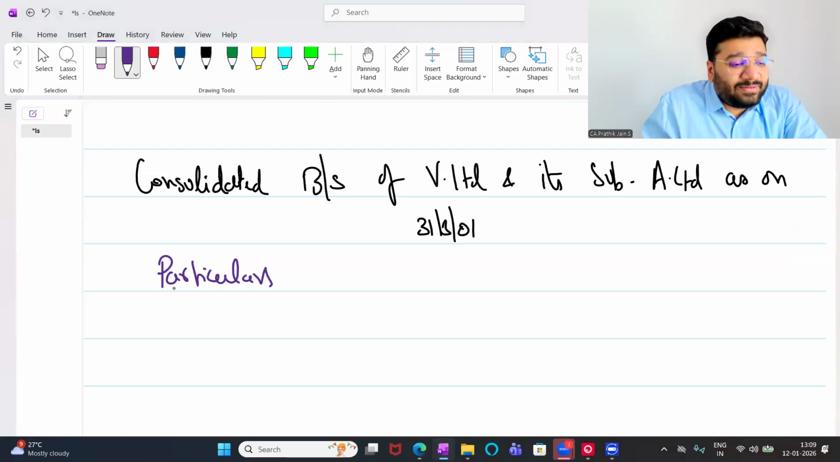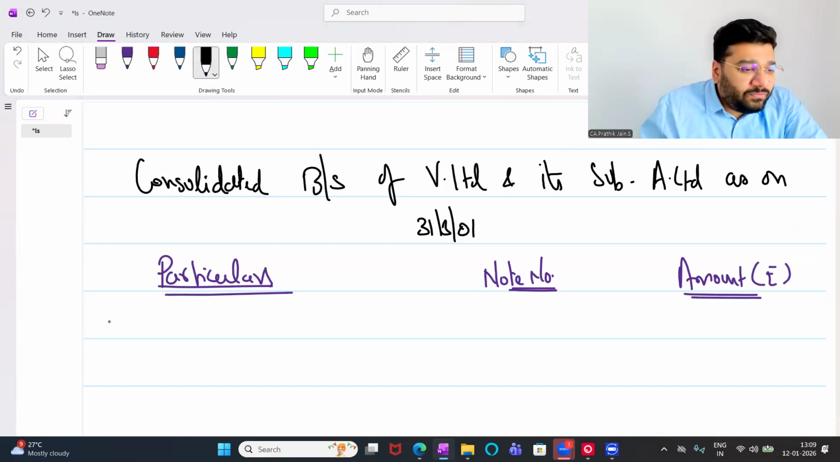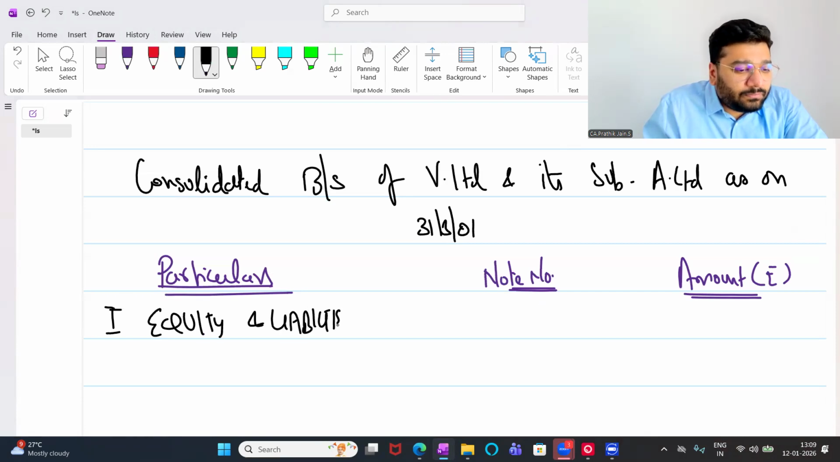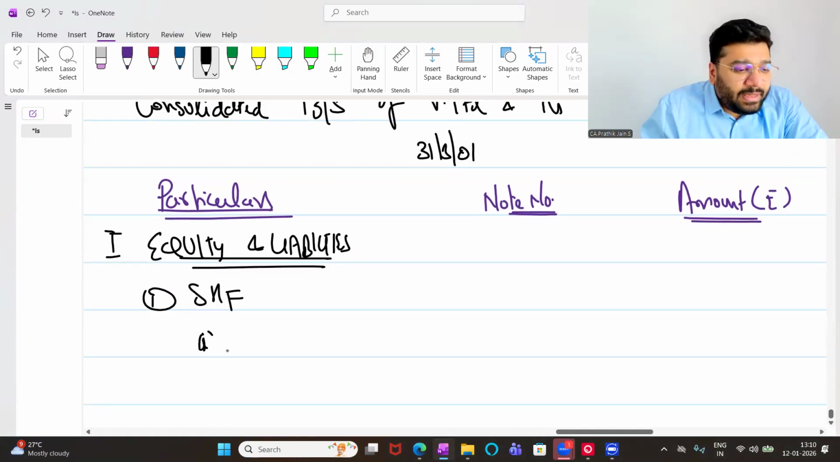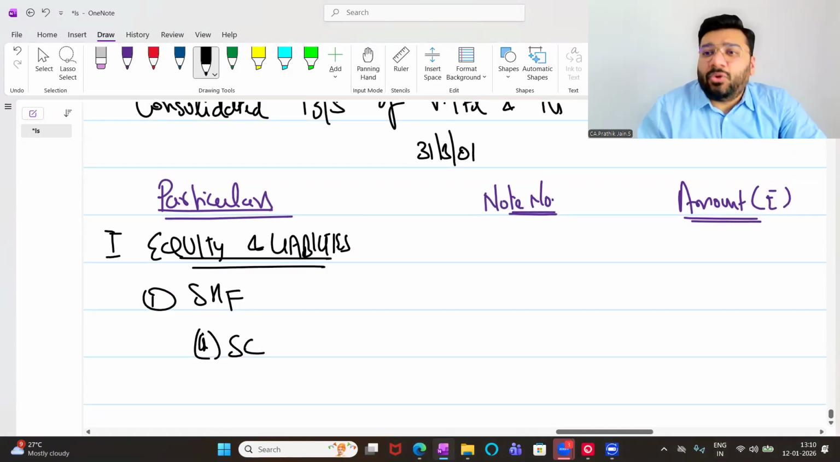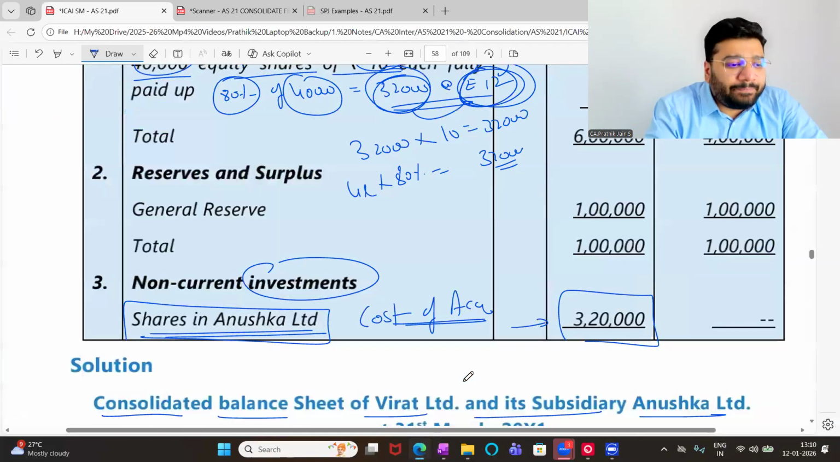Particulars, note number, then amount. In bracket, rupees. First part, equity and liabilities. First item, shareholders' funds. Below that, A, share capital. You can write the note also, or you can just write the amount. Always here the share capital of which will come?